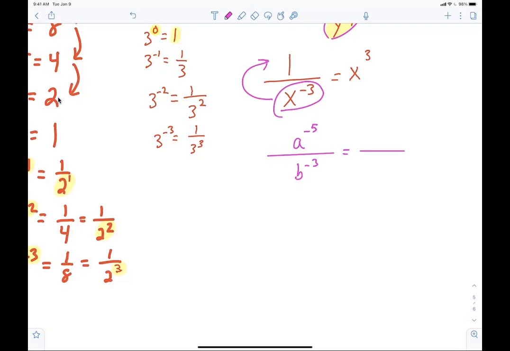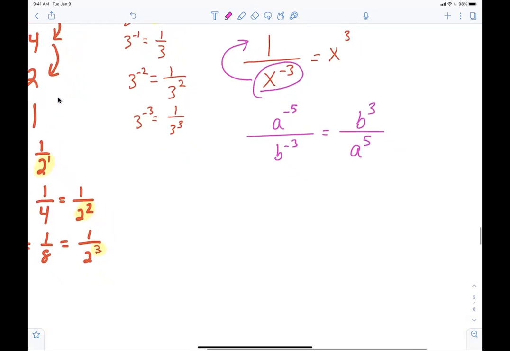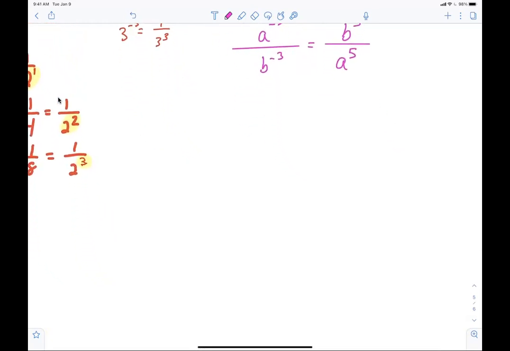Sophia, so a to the negative fifth will move to the denominator, that's right. So it just becomes what? A to the fifth goes down here. And then b to the negative fifth goes to the numerator, and that's your answer. If it has a negative exponent, you move it. That's the rule. All right, so one more example.